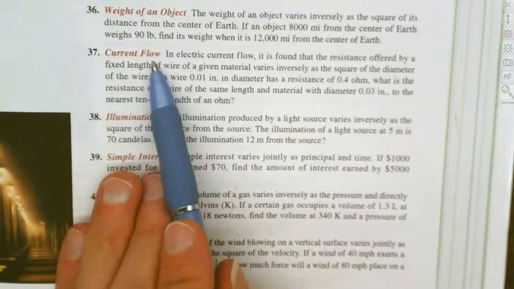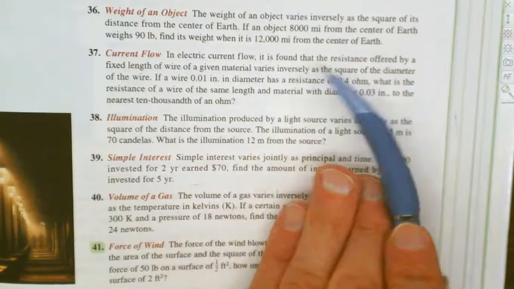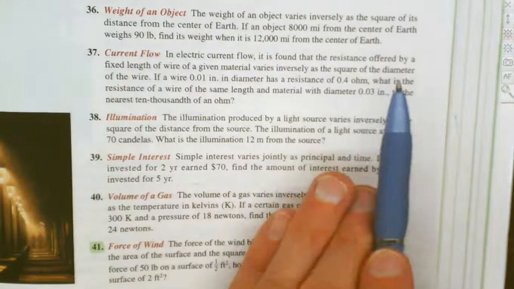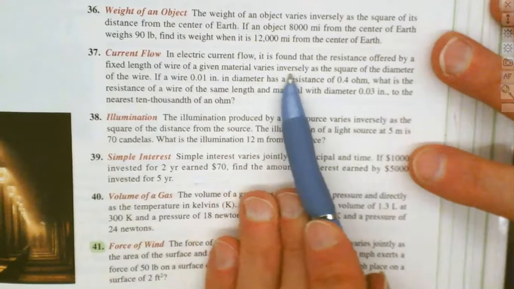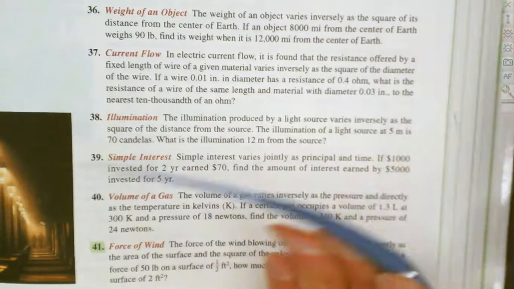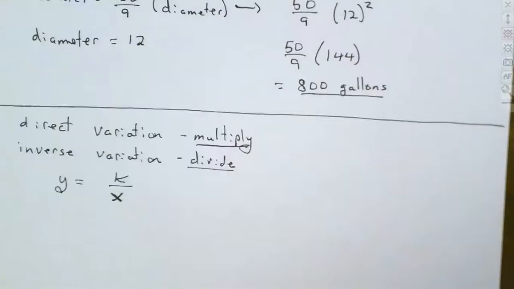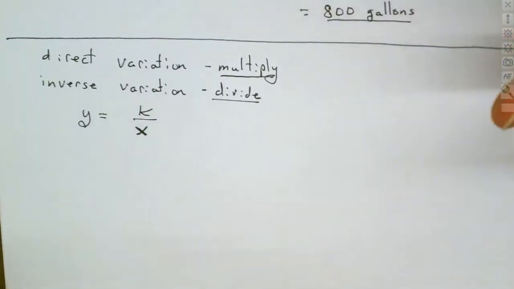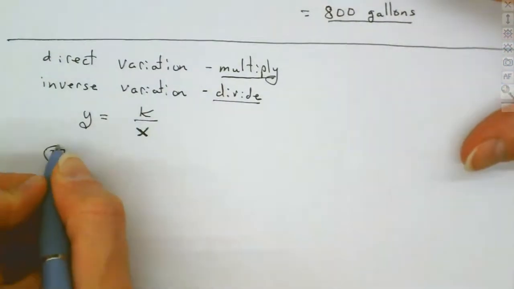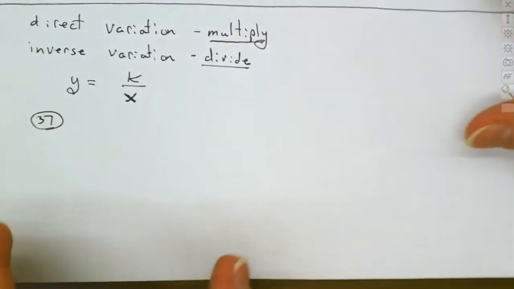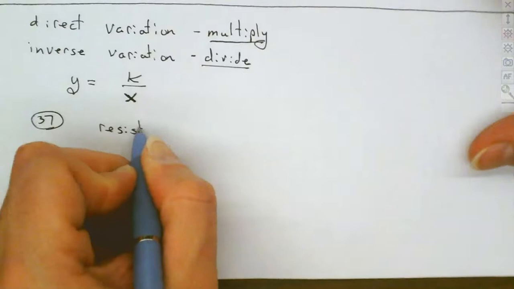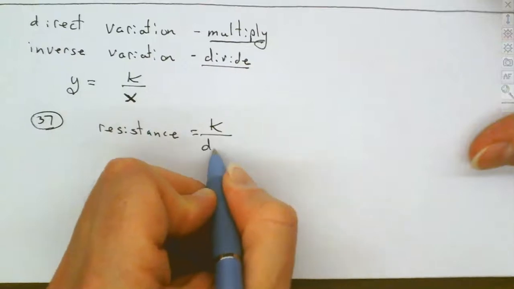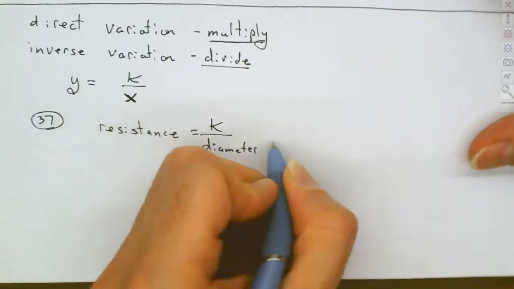So let's see what we've got here. Okay, it is found that resistance offered by a fixed length of wire of the given material varies inversely to the square of the diameter. Now the key takeaway is inversely as the square of the diameter. So we now have our equation. And when we brought up our equation, what does it look like? It's an inverse variation. And what are we looking at? We're looking at resistance. And resistance is going to be K over the diameter squared.